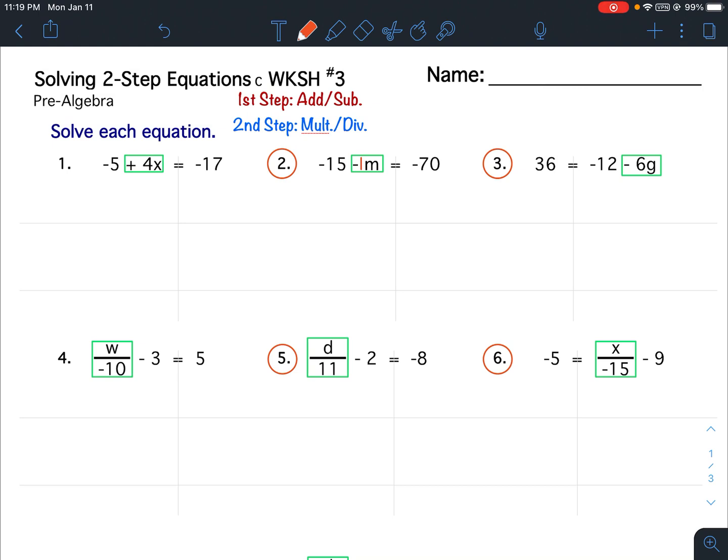Then the first step when solving would be to add or subtract the number outside of the box. And then the second step is to multiply or divide. So you're going to add or subtract the number outside of the box. So let's start with number 2.